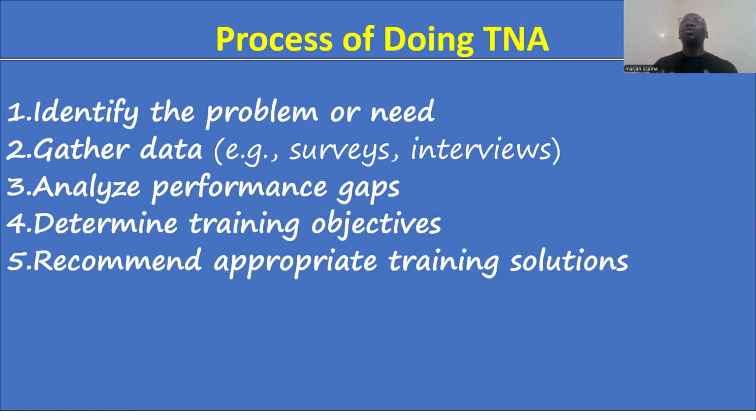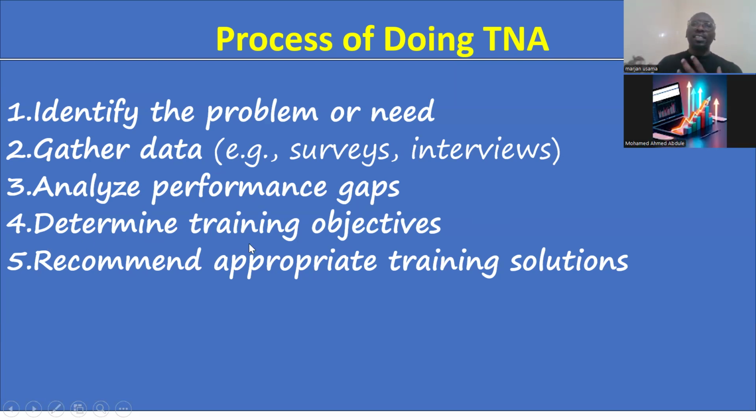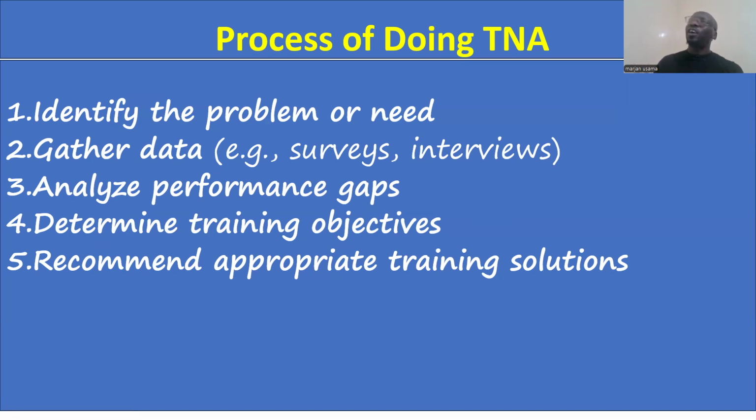You will analyze it so that you will know where many students are complaining. Then after that, you will determine training objectives. Training objective means you will know exactly the type of training, where you need to train. Then lastly, after determining the training objectives, recommend appropriate training solution. Then you recommend the type of training, maybe training in communication, maybe training in report writing, and maybe more. There can be very many types of training. So this is in brief.